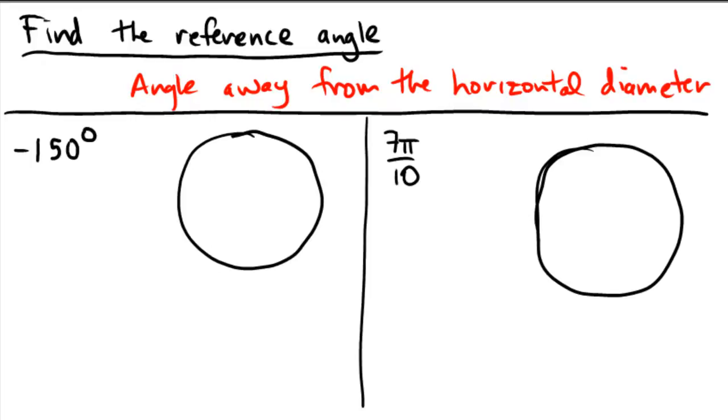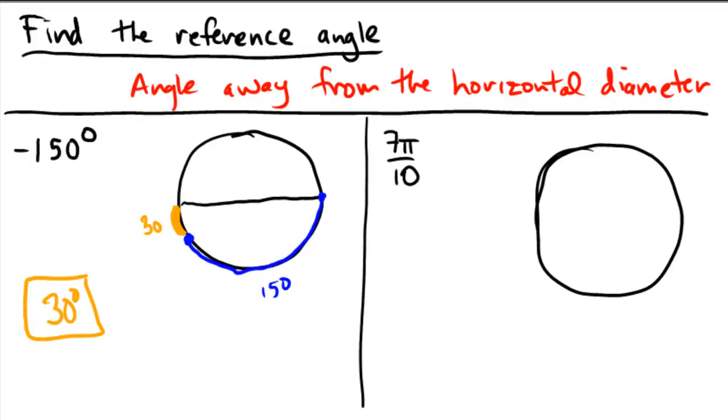So on the left we have negative 150 degrees. There's my horizontal diameter. Negative 150 degrees would be in the clockwise direction, 150 degrees, so it would be located right about there. The reference angle, though, is how much further I need to go to get to the horizontal. If I've already gone 150 in blue, then I need to go an additional 30 in orange. So the correct answer to this problem is 30 degrees as my reference angle.